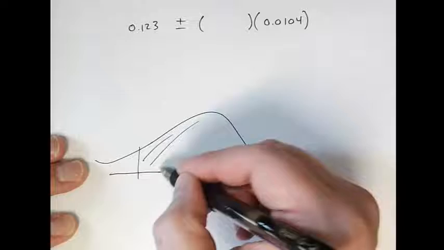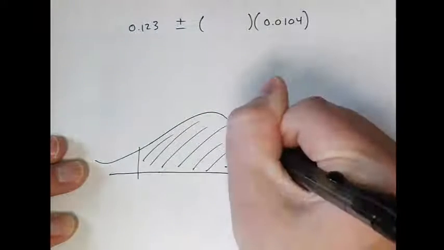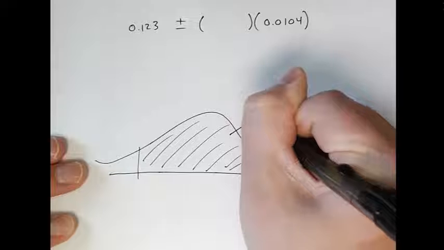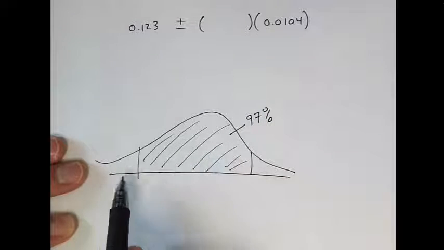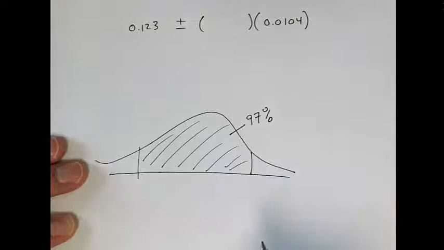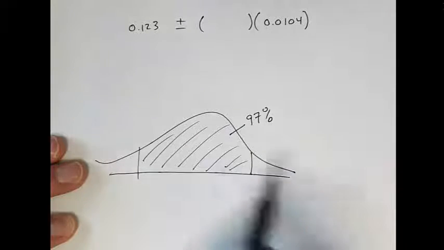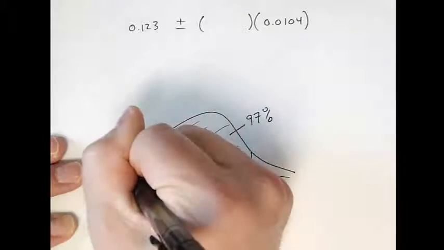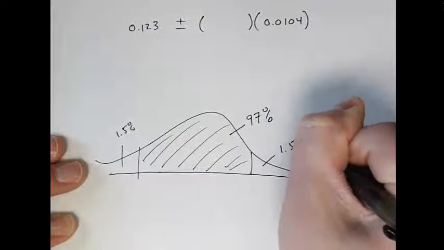It's important to understand how Z star works. So if you have 97% confidence, that means you have 97% of the area in the middle of the graph, okay? It's not to the left or to the right, it's in the middle. So in order to look this up in our Z-table, because everything in our Z-table is to the left, we need to understand what's outside. So if there's 97% in the middle, that means there's 3% on the outside, and hence 1.5% on each side.